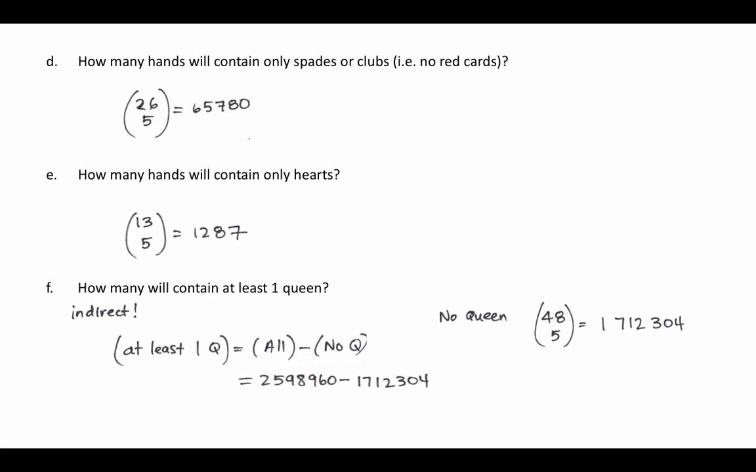We've already solved for all the different combinations of hands. So now we've got 2,598,960 minus the case where we have no queens. And what we end up with is 886,656 possible hands with at least 1 queen.